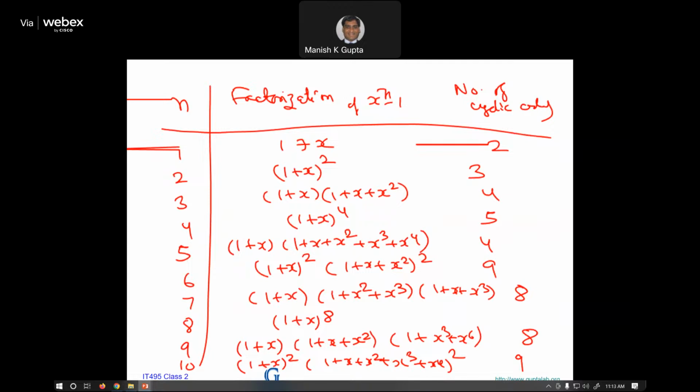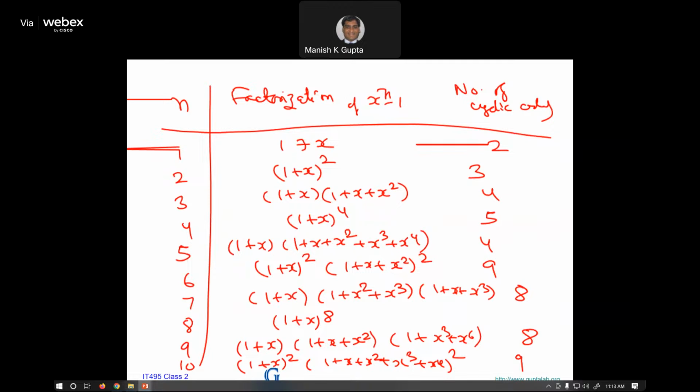So x square plus 1, right? So essentially you get how many? 3 codes: 1 plus x, and 1 plus x square. Right? 3 possibilities. So you get 3 cyclic codes. Degree 3, you saw there are 4. I just showed you the whole table, right?